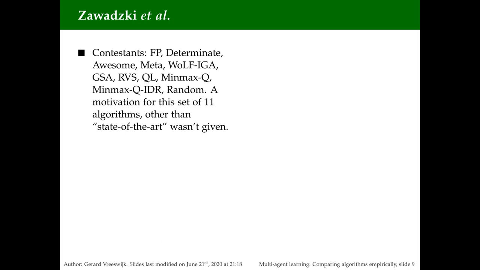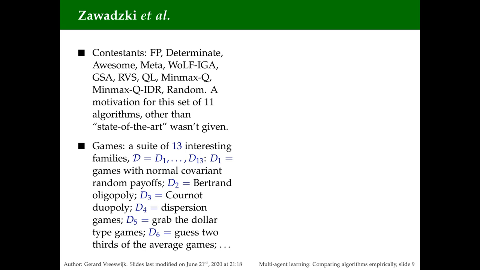Motivation for this set of 11 algorithms, other than that they were state-of-the-art algorithms, wasn't given. And the games on which these algorithms were tested was a suite of 13 interesting families of games, of which the first family were games with random payoffs, in which the payoffs were chosen to be normal covariant. Don't ask me now what that means. Think of it as a suite of random games, and then the other games, just for the sake of completeness, were games of a specific type.